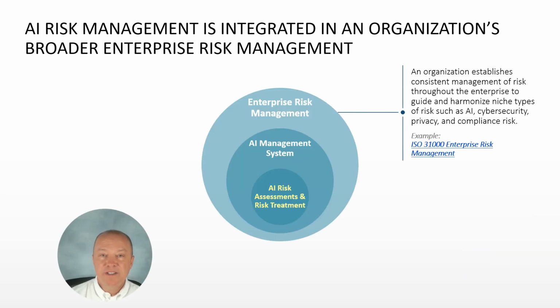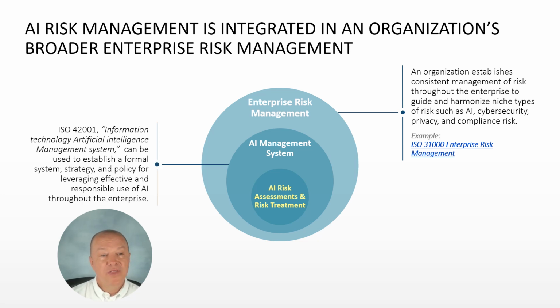So again, risk management begins with establishing enterprise risk management. This is where an organization establishes consistent management of risk, of all risk, throughout the enterprise. This helps guide and harmonize niche types of risk management, such as for artificial intelligence, cybersecurity, privacy, or perhaps even compliance risk. An example of a framework used to establish enterprise risk management is ISO 31000. Then within that, we can specialize risk management for artificial intelligence.